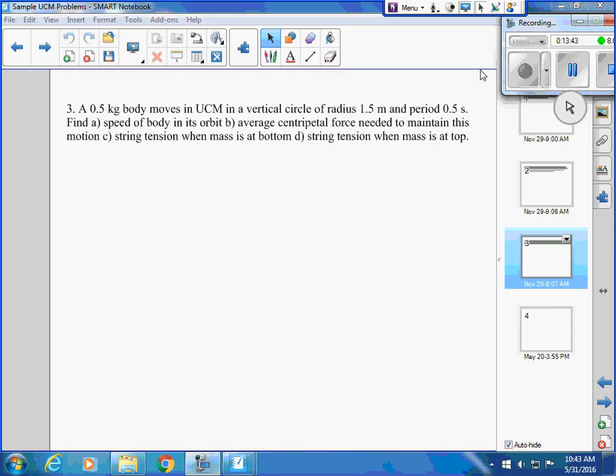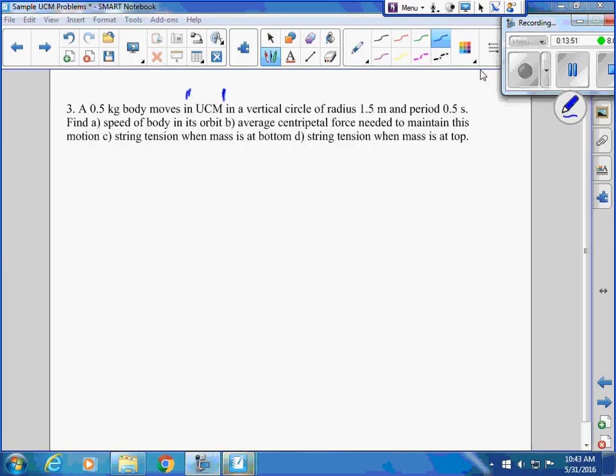Pretty easy. But this time here, we've got a 0.5 kilogram body. It's moving in UCM. That UCM is sort of in air quotes there because we know it's not uniform. In a vertical circle, so make sure you check here to see what kind of circle it is. The radius is 1.5 meters. The period is 0.5 seconds. We're going to find the speed of the body in orbit. It's actually the v bar, the average speed, right? I'm not pointing at the kg. I'm pointing at where it says speed of the body, v bar.